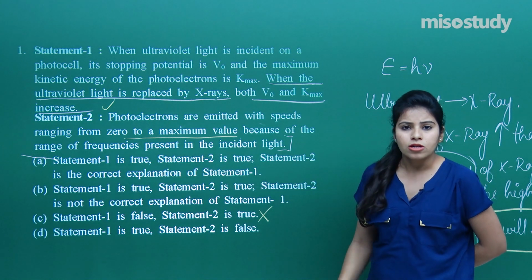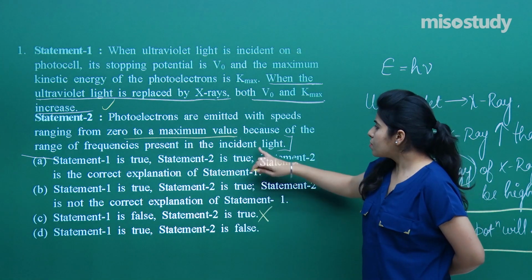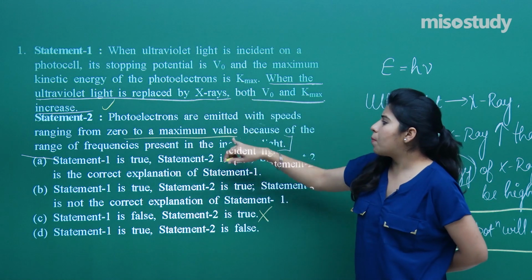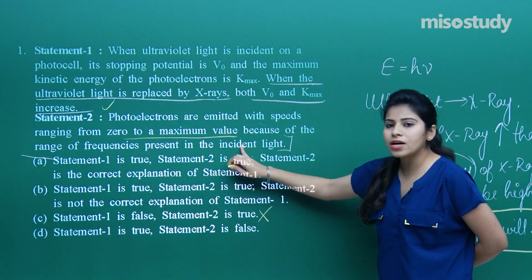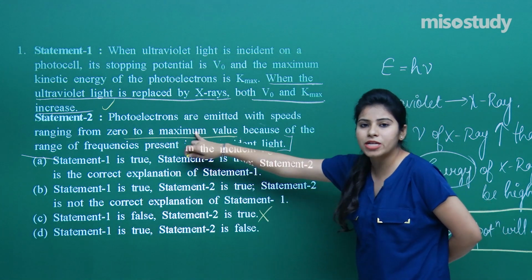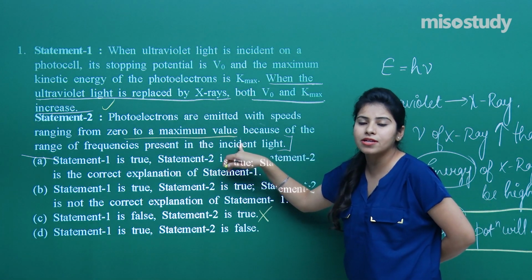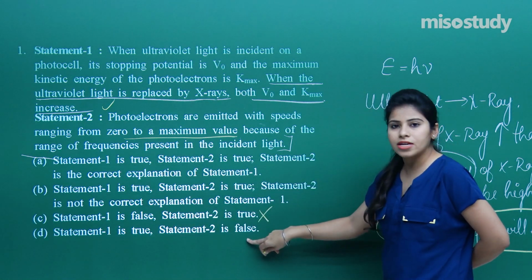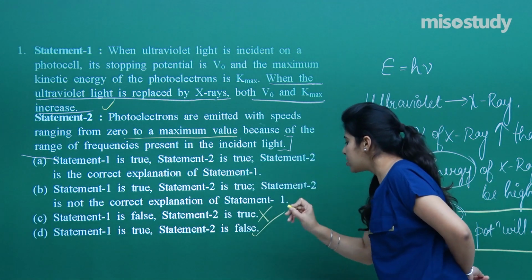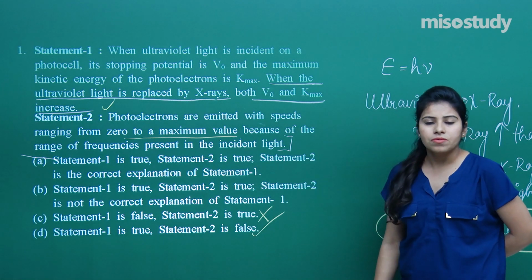Due to which they range from 0 to a maximum value. So we can say that statement 1 is true, but statement 2 is false, because this is not the correct reason for this statement. This is not supporting this statement. So we can write statement 1 is true and statement 2 is false. So this is the correct answer, right?